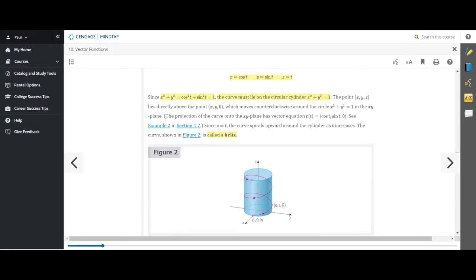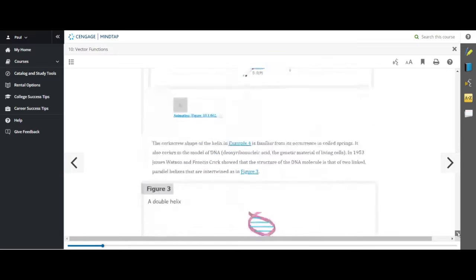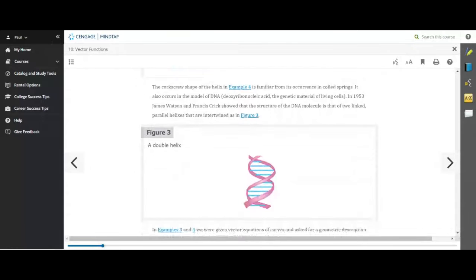And I think probably everybody knows this, but they comment here that the corkscrew shape of a helix, maybe I'll highlight this, such a beautiful thing, is familiar from its occurrence in coiled springs. It also occurs in the model of DNA. So the structure of DNA, that's what you're made of, and I guess everything, right? It's two linked parallel helices.